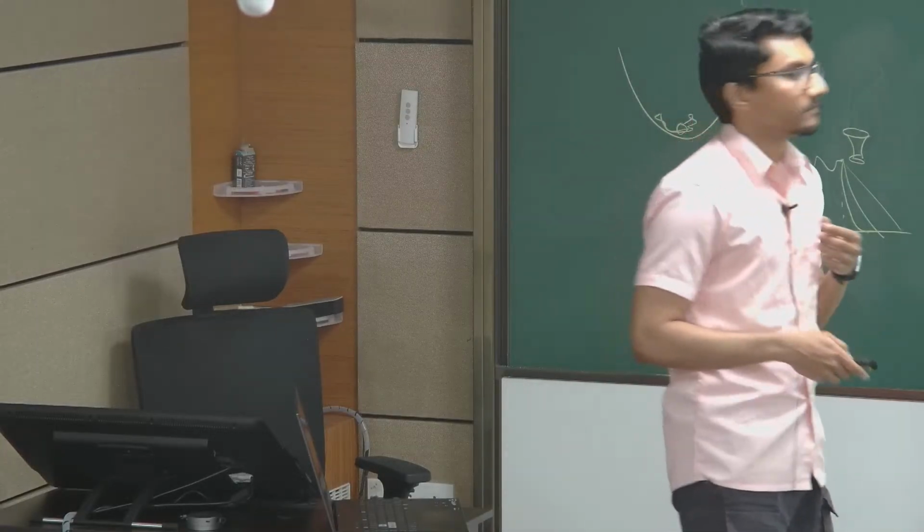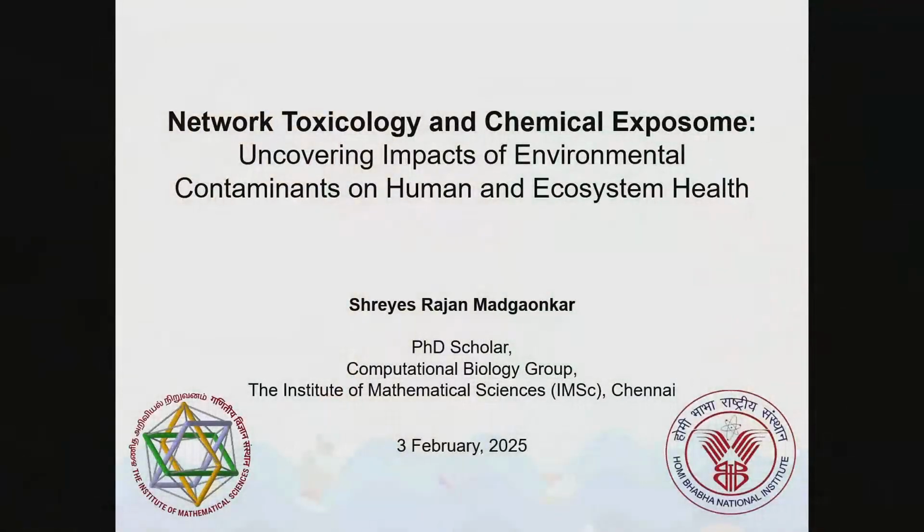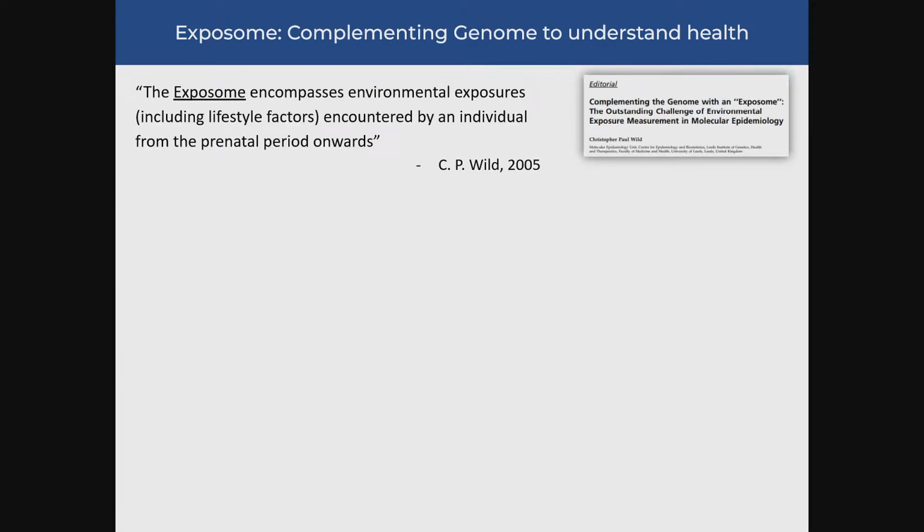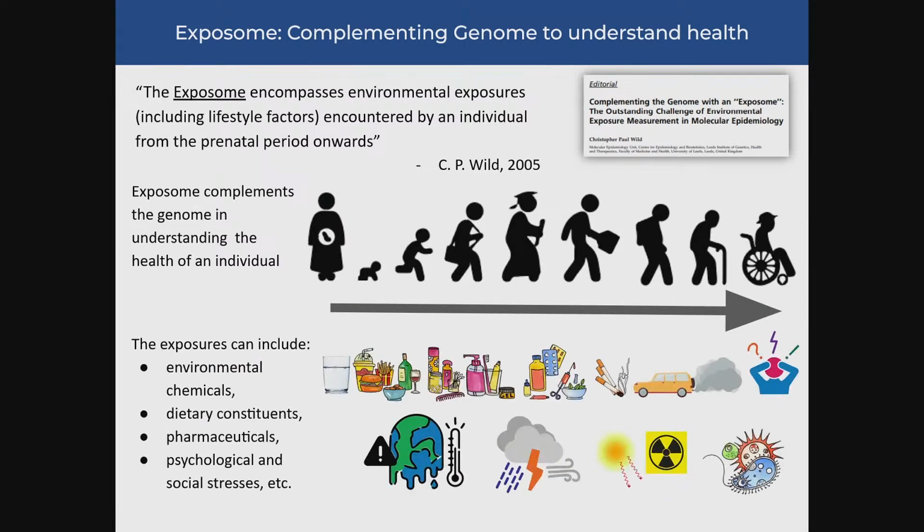Am I audible? Yeah. So I'm going to be talking about the effects of environmental exposures on health of humans as well as ecosystem. Let me just motivate the problem. In 2005, C.P. Wild defined what was the exposome. It encompasses all the environmental exposures and individual phases or experiences during their lifetime. This can be anything from environmental chemicals, dietary constituents, pharmaceutical stress, etc. Now we are going to focus on environmental chemicals, and let me tell you why.